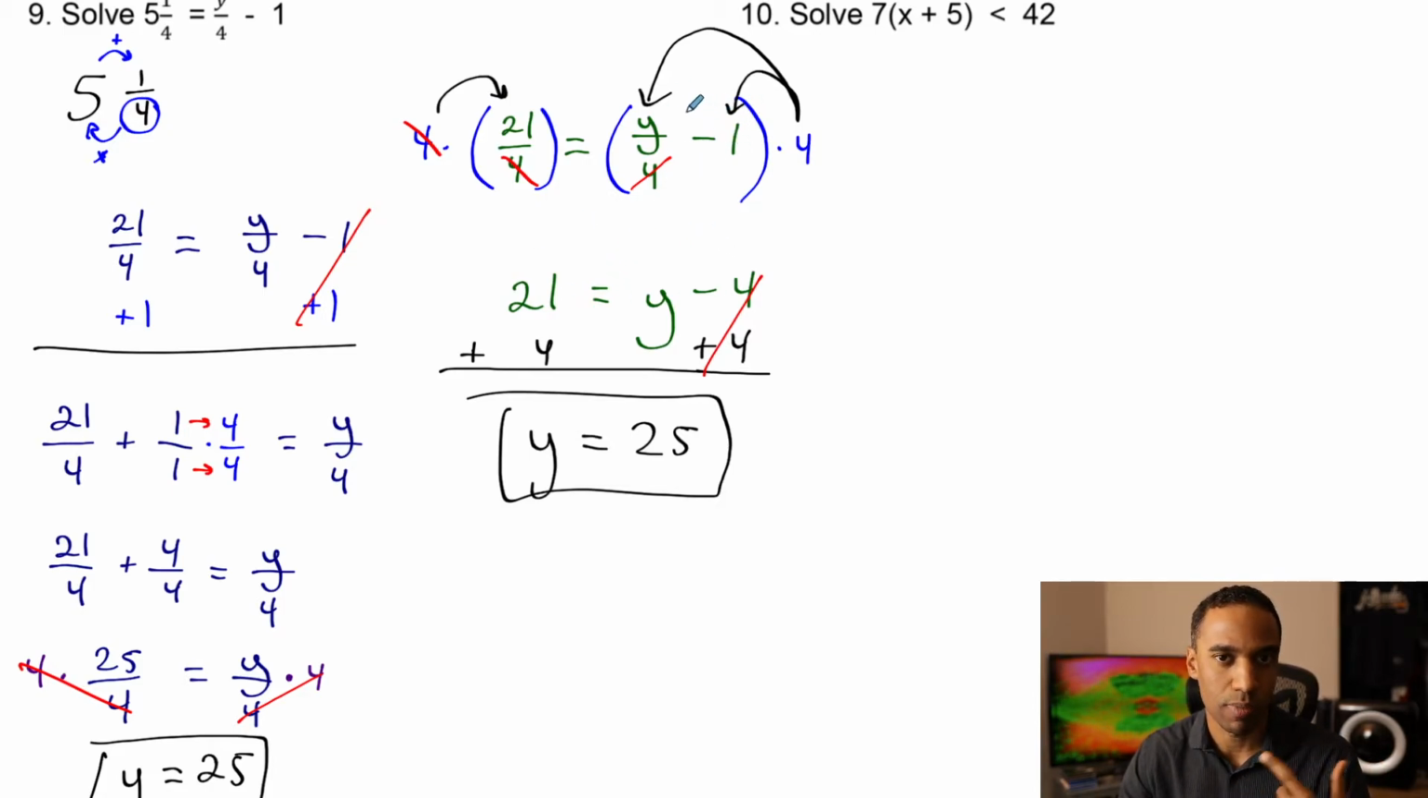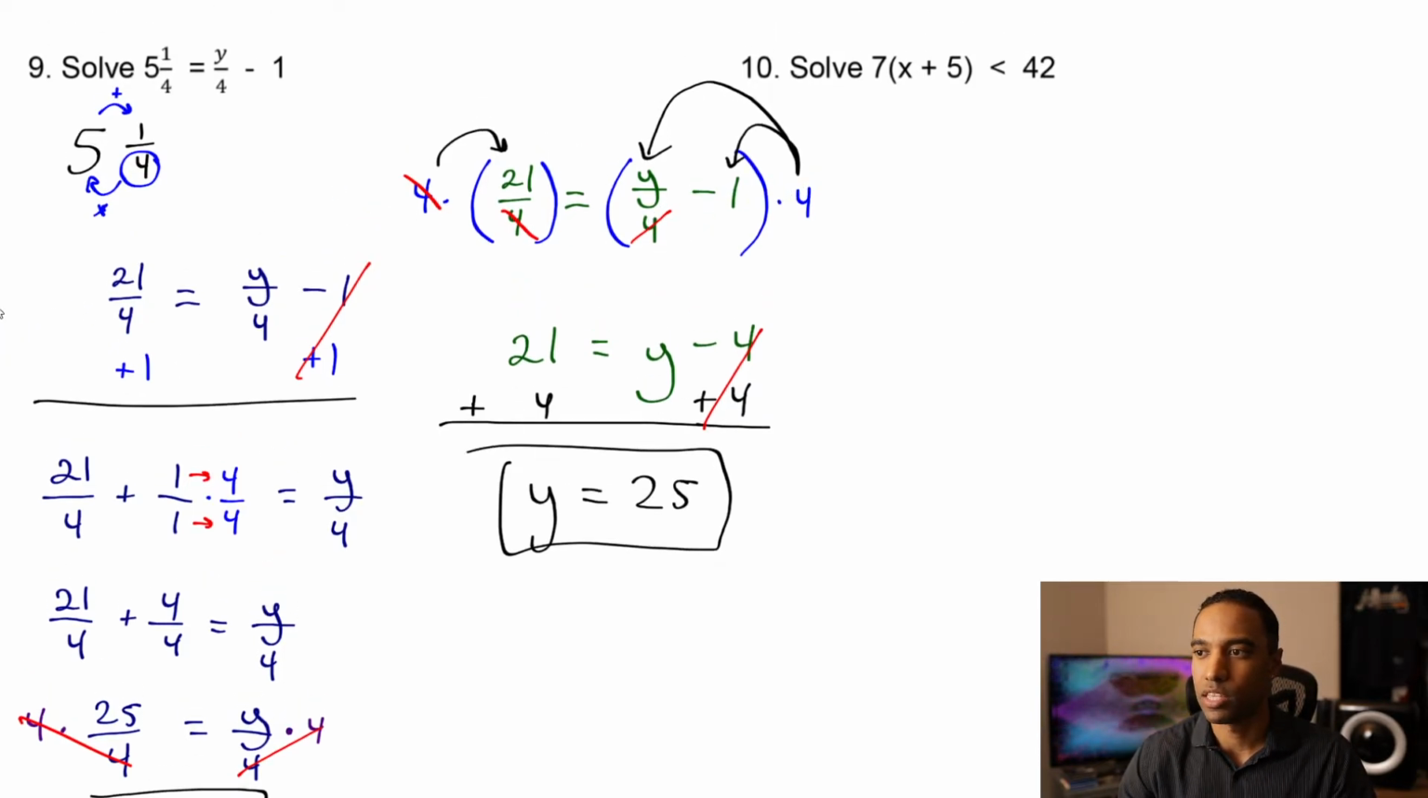The problem set is making sure you multiply both sides by 4, and you know that when you cancel it, it doesn't go away here. You still use it. All right, number 10. This time I will not graph it. Solve 7 times the quantity x plus 5 is less than 42.